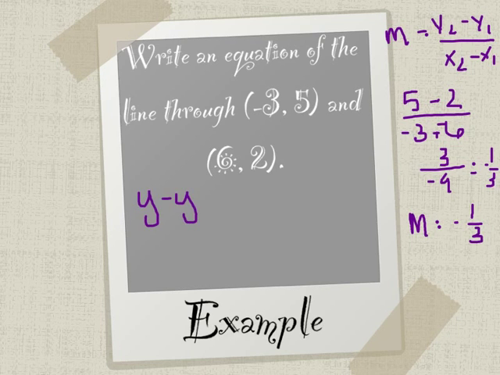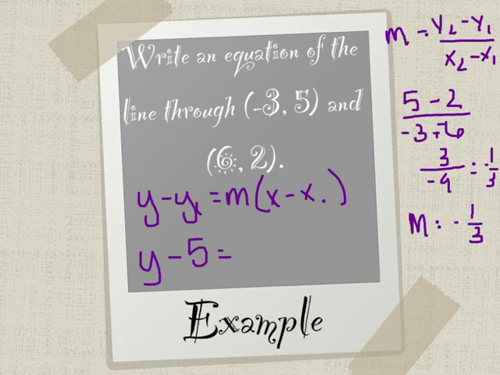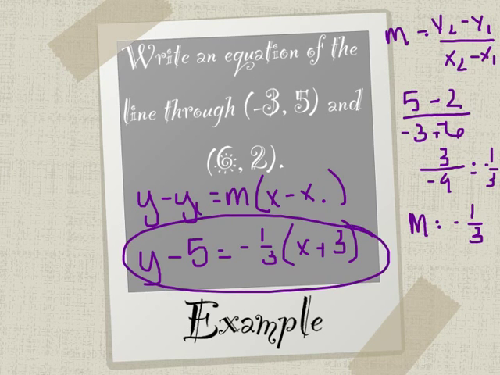equation. Y minus y1 equals m times x minus x1. Again, whichever one you choose for y1 or x1, it doesn't really matter. It would end up being the same line. So I'm going to go y minus 5 equals -1/3 times x minus -3. Minus a -3 would become plus a +3. And there we have written our equation of the line.